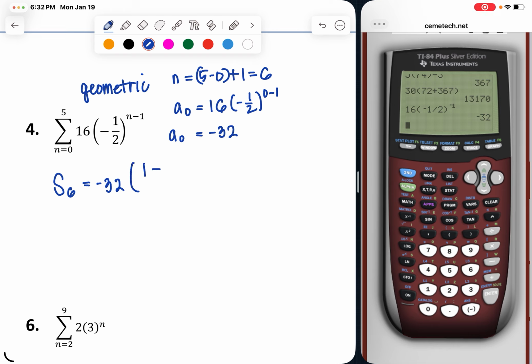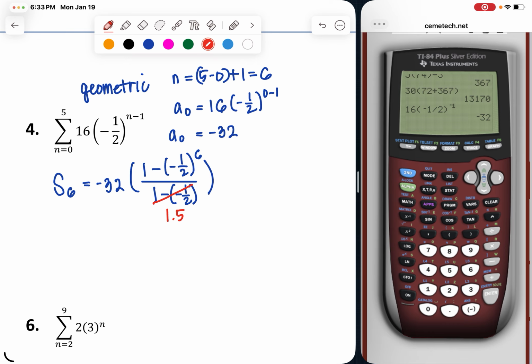Times 1 minus my ratio. This is where it's important. It's negative and it's a fraction. And then the number of terms is 6. And then 1 minus a negative 1/2. Okay. So first thing, I'm going to do my mental math. Let's be serious, this is 1.5. You can put 3 halves if you want, but we're using a calculator, so I don't care.